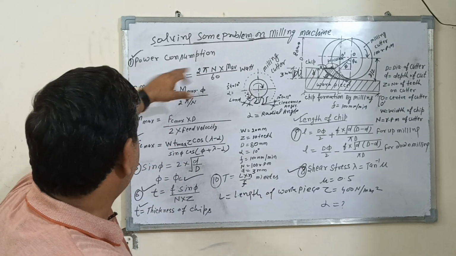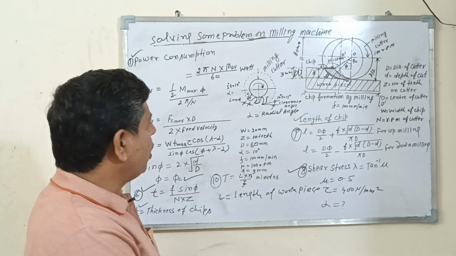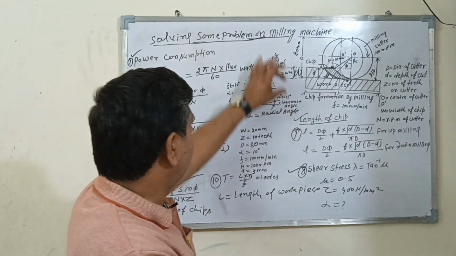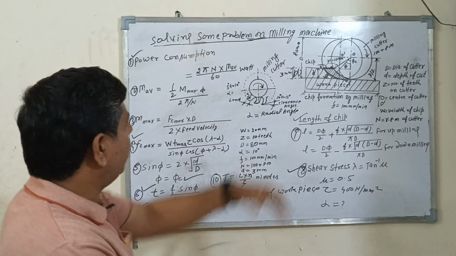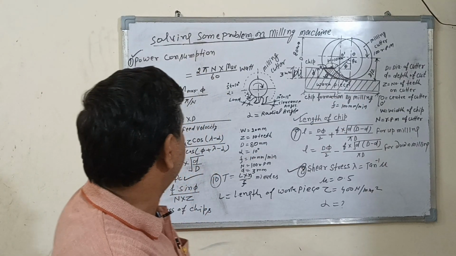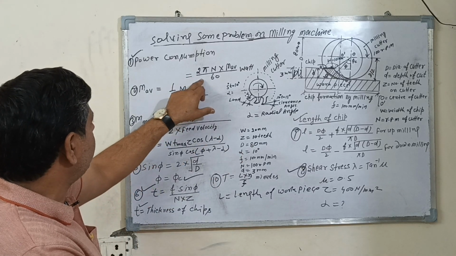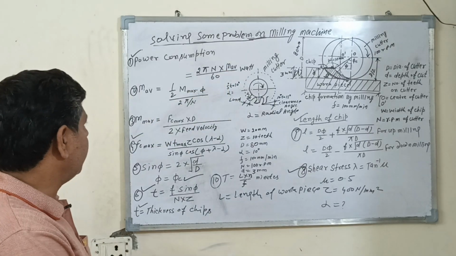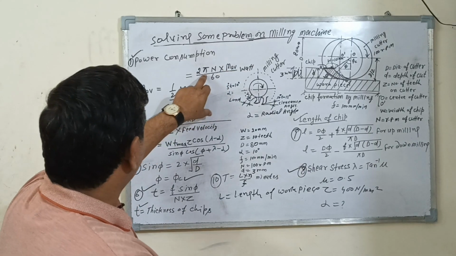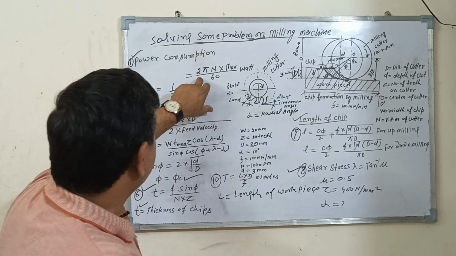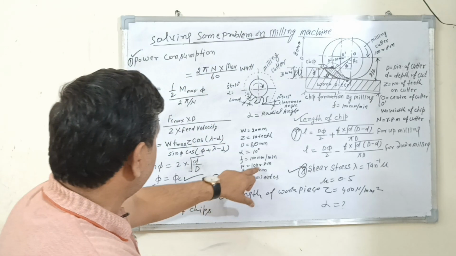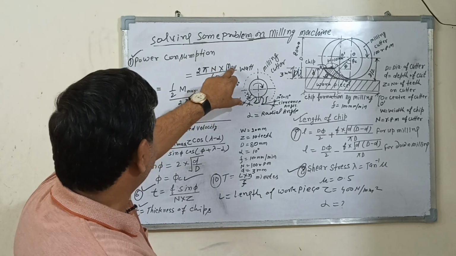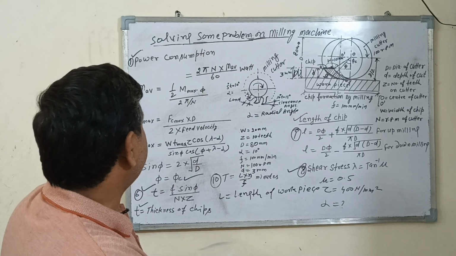First is power consumption. How much power is required to remove the metal with a 3 mm thickness of cut with the help of a multi-point cutting tool as a cutter? You can use this formula: 2 pi N into average moment divided by 60. Here 2 is constant, pi is constant, and N, the number of revolutions, is given as 100. Put the value here, 60 is given. The average moment: how do we calculate it?